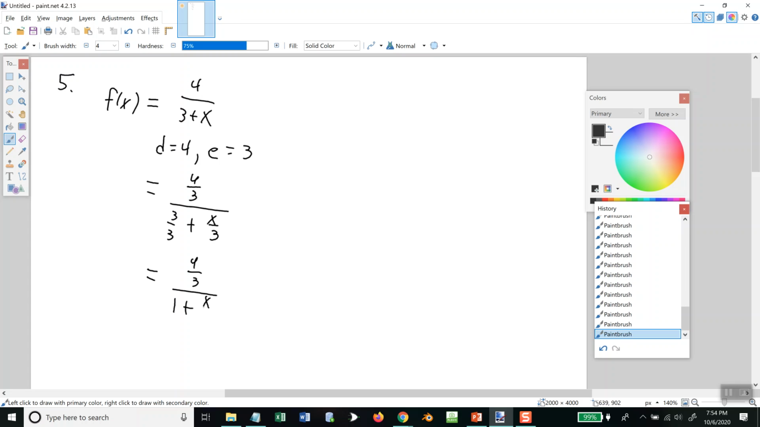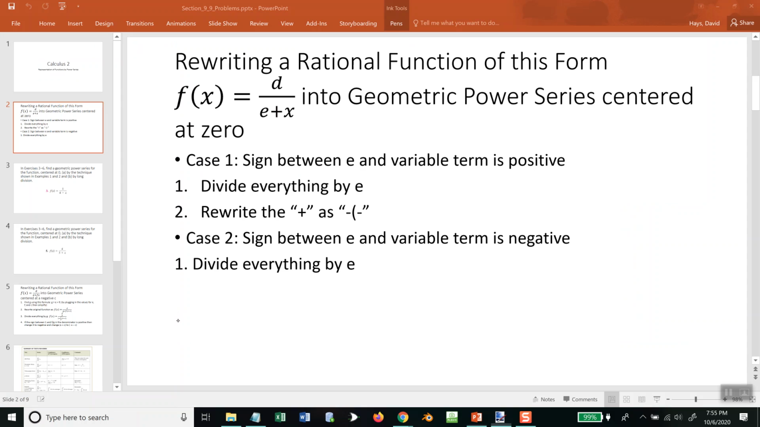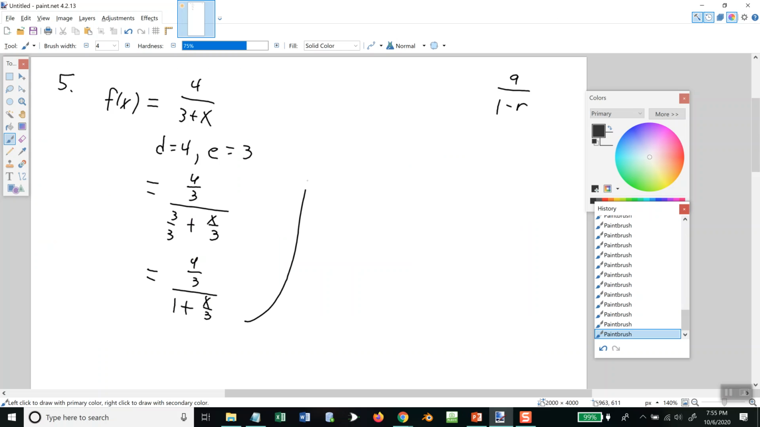Now the reason why we do that is because the geometric says, what does it say? A over 1 minus r. So it says you have to have a 1 here. So that's why we create that. Even more than that, it says there has to be a minus in between them. So rewrite the plus as minus minus. So it's going to be 4/3 over 1 minus a negative x over 3. And so from our form, this would be A, and this would be R.